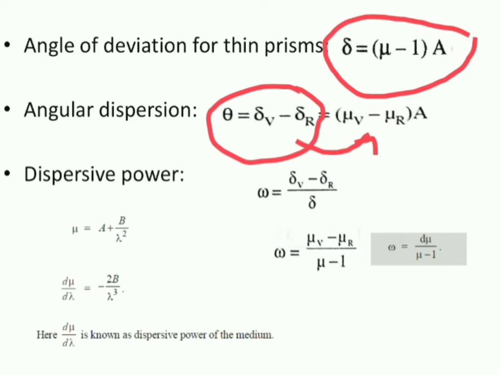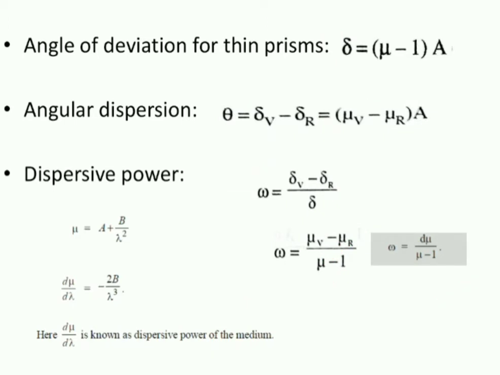Then dispersive power of a prism. This tells you about the dispersion produced by a prism, represented by omega, which is (delta v minus delta r) by delta. Here remember delta is the average deviation, that is (delta v plus delta r) by 2. And if the prism is thin, you can also write this dispersive power omega as (mu v minus mu r) by (mu minus 1). Here mu is the average, (mu v plus mu r) by 2, or generally yellow is taken as the average value.